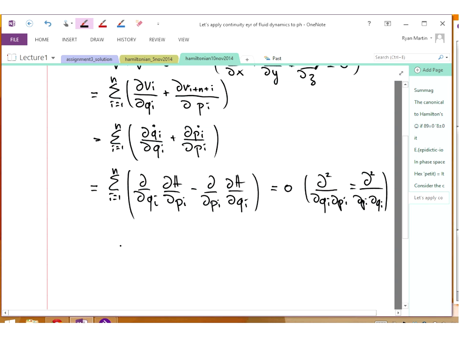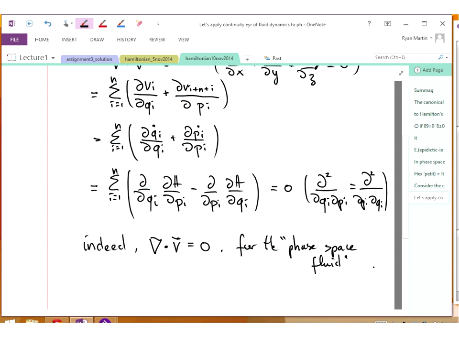And so indeed, the divergence is equal to 0 for the phase space fluid. So that's Liouville's theorem: the system behaves like an incompressible fluid in phase space. So that's kind of neat.